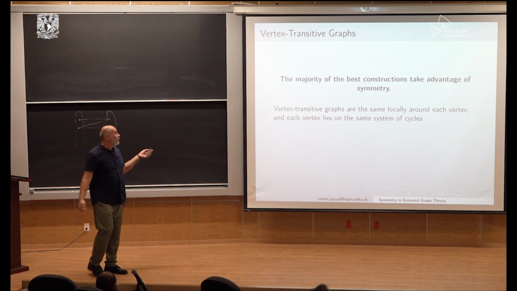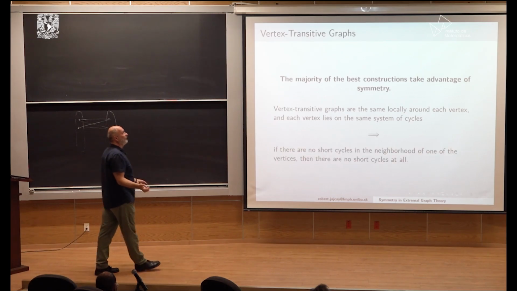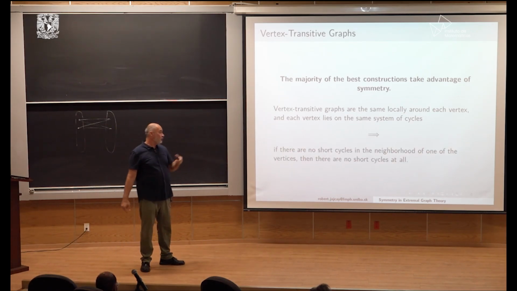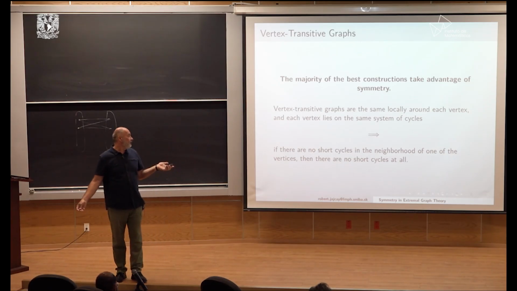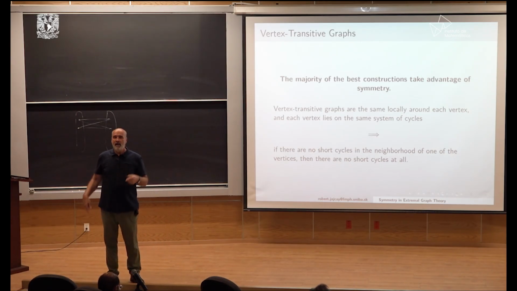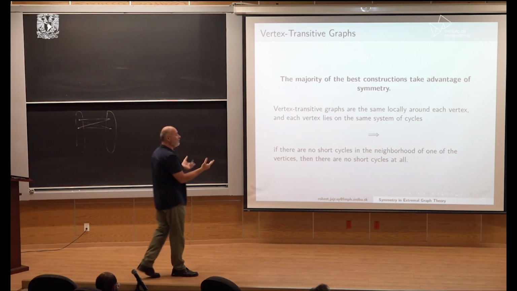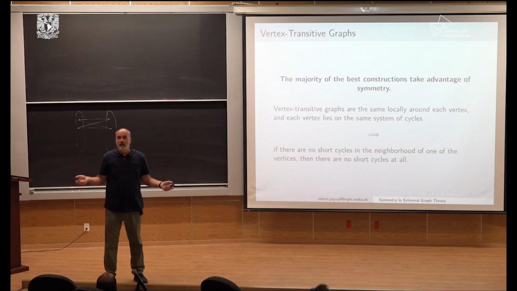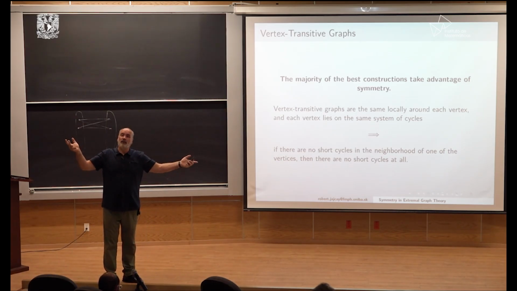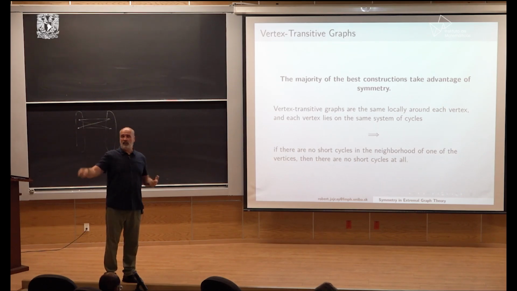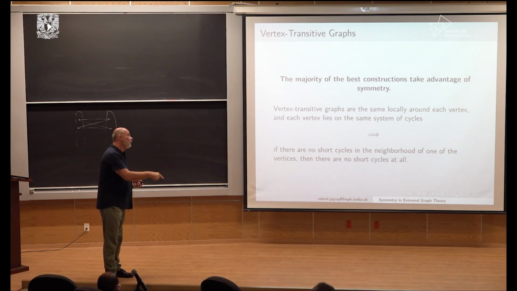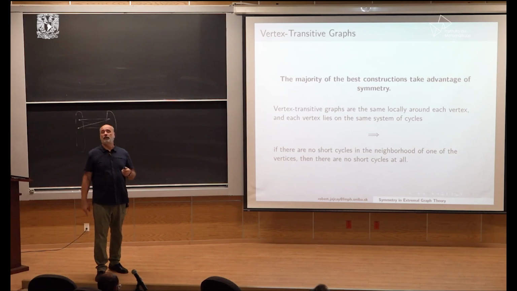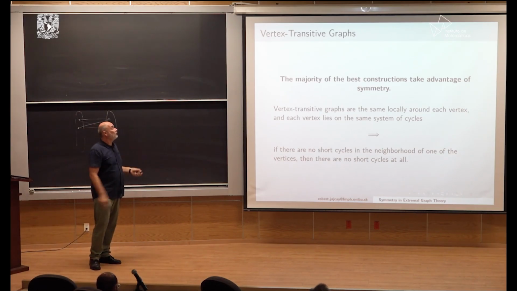Each vertex lies on the same system of cycles, which means that if there are no short cycles in the neighborhood of one of the vertices, there are no short cycles at all. And this is extremely useful because we're talking maybe about cycles of length 14 in a graph of size 20,000. So you save a lot if you just have to look within distance 7 from your vertex. You're visiting a fraction of the graph, and if there is no short cycle there, you know there's no short cycle in the whole graph. So this is extremely useful.